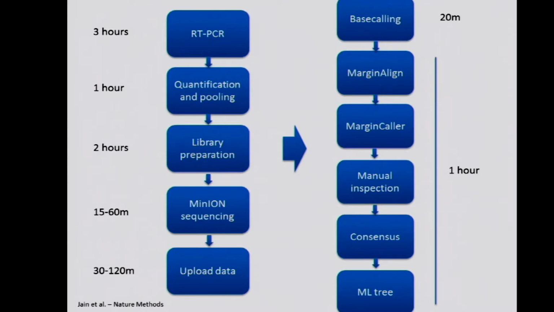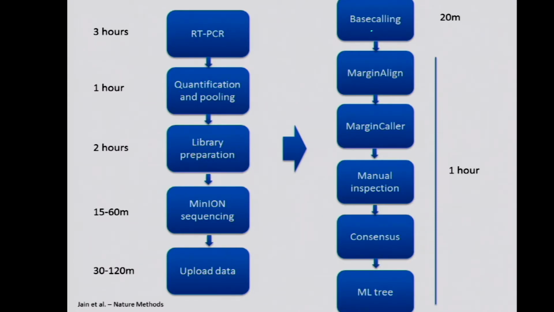This is their protocol, starting with RT-PCR. This is the actual real time. So assuming you have the patient RNA samples, we're going to exclude how long it takes to get that. 3 hours for RT-PCR, an hour for quantification and pooling. Library preparation, 2 hours. The sequencing, they ran from 15 to 60 minutes. Uploading the data. This was actually not trivial for them. There's not very good internet in Africa. So they were using portable Wi-Fi adapters to upload the data, and it actually turned out that the Wi-Fi uploads were more expensive than the Oxford Nanopore sequencing.